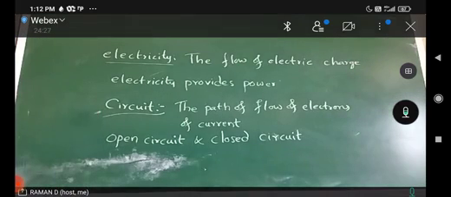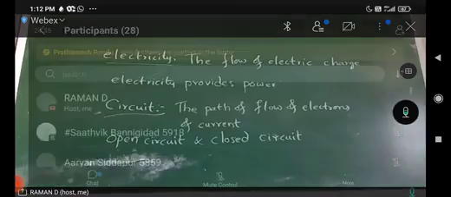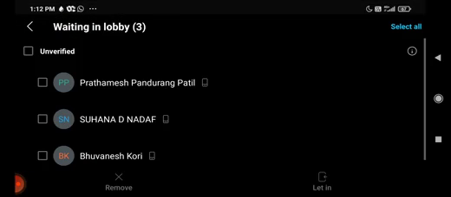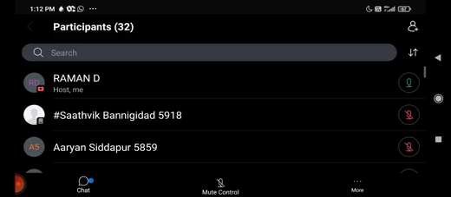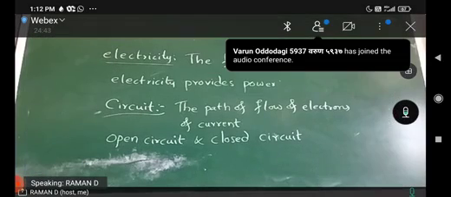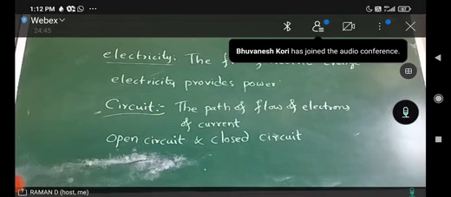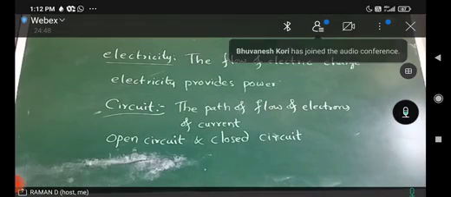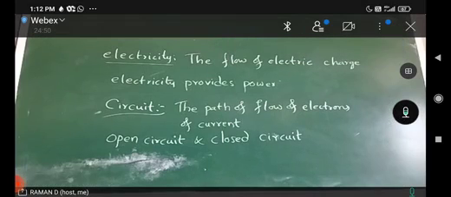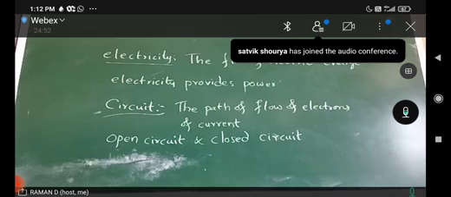Right? So, what is electricity? The flow of electric charge is known as electricity, that provides us power. And a circuit is the path of flow of electrons or current, and there are two types of circuits, open circuit and closed circuit. And where all do we generally use electricity?